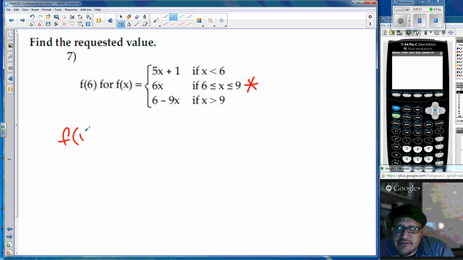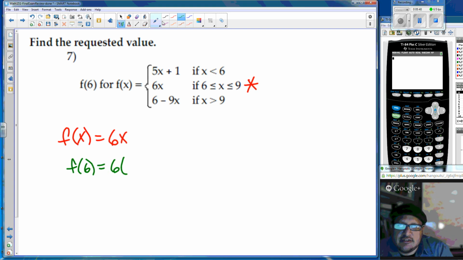So f of x for 6 equals 6x. So we're going to plug in f of 6, and then here we have 6. I know it's the same number, but these 6's come from different places. This 6 comes from the function, and this 6 comes from here. And this is just equal to 36. No problem.